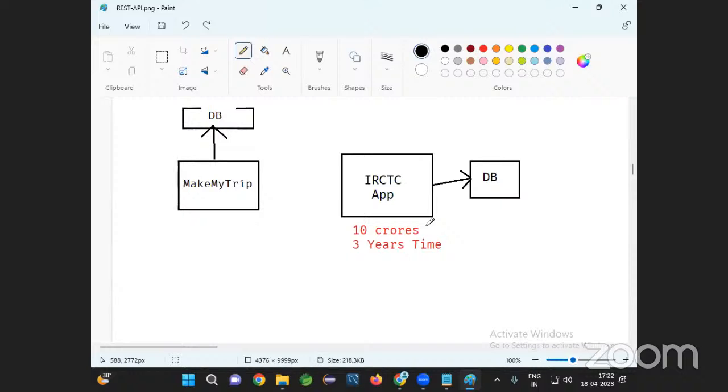Why a waste of time, a waste of money? Somebody already developed it. Why don't we use that? Why do we need to reinvent the wheel again? If I want to develop, what will happen? I need to spend 3 years of time and 10 crores of money. In these 3 years, somebody may come up with the same solution. My time will be wasted. My money will be wasted.